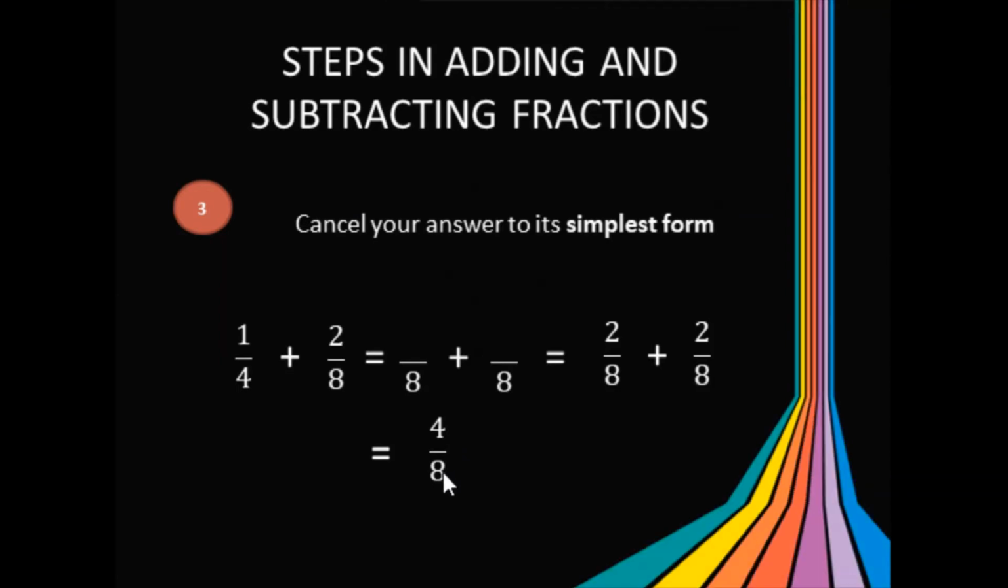4/8. 4/8 is not in its simplest form. What are we going to do then? Find their common factor and divide both the denominator and the numerator. Let's start with 2. We divide both by 2. 4 divided by 2 is 2. 8 divided by 2 is 4. So therefore, our answer is 2/4. Is 2/4 in its simplest form already?